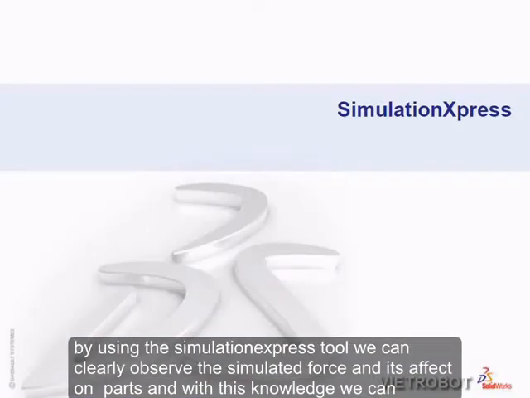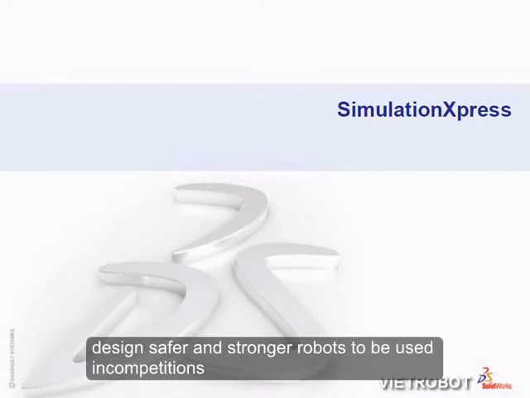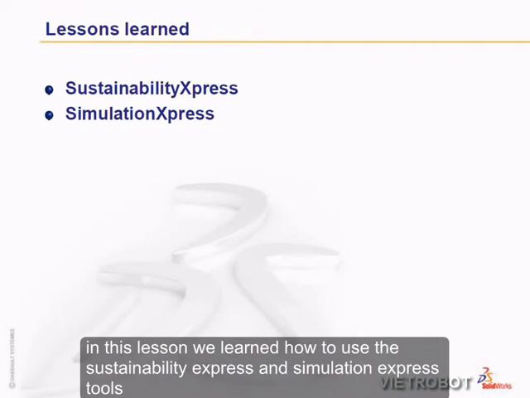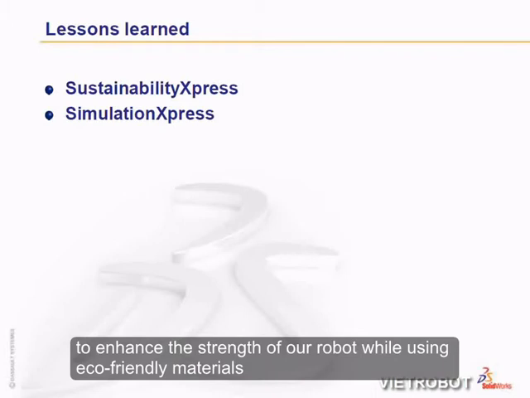By using the Simulation Express tool, we can clearly observe the simulated force and its effect on our parts. Armed with this knowledge, we can design safer and stronger robots to be used in competitions. In this lesson, we learned how to use the Sustainability Express and Simulation Express tools to enhance the strength of our robot while using eco-friendly materials.